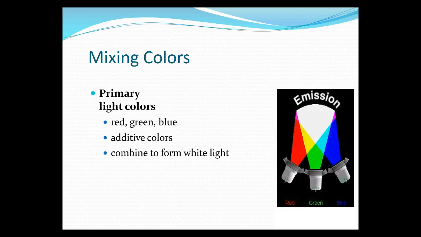So here we have a red, a green, and a blue light. Notice that where the red and the green overlap, yellow is created. Notice right over here where red and blue are shining together, right there in that corner, it creates magenta.